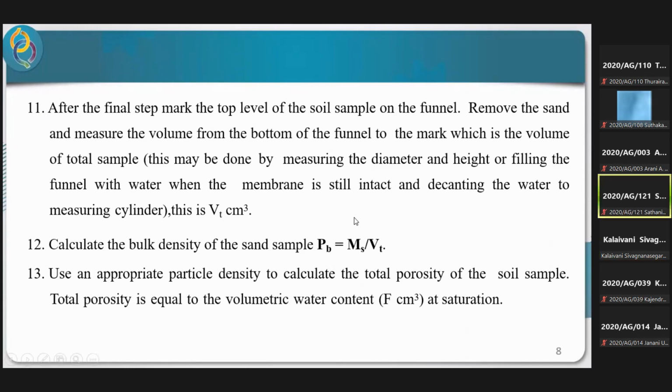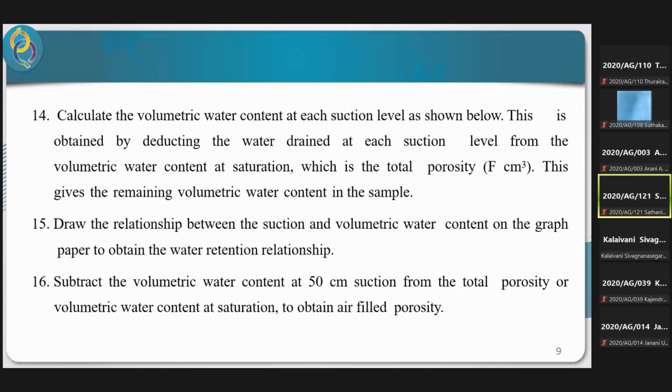Here they mention how to find out the volumetric water content of the soil, and then after you have to draw the graph of suction against volumetric water content of the soil.